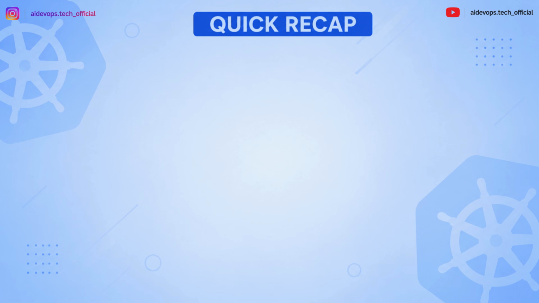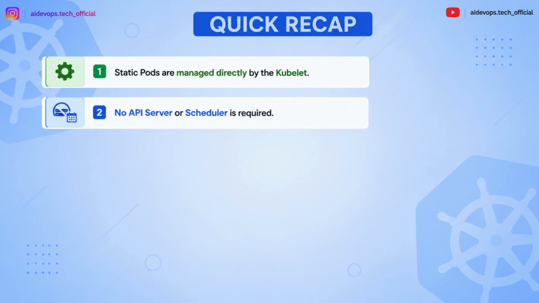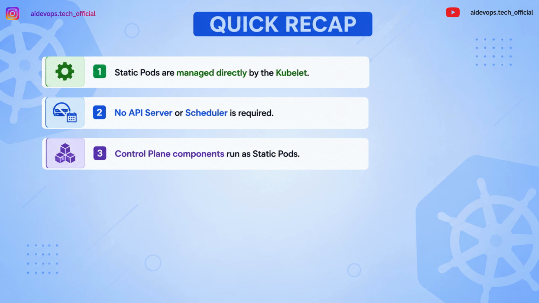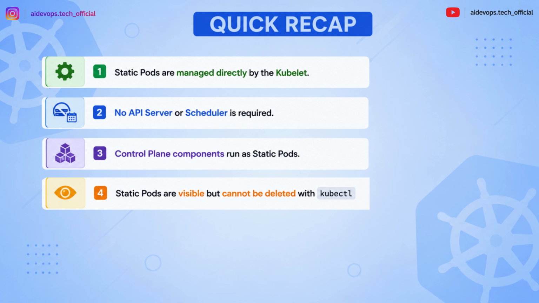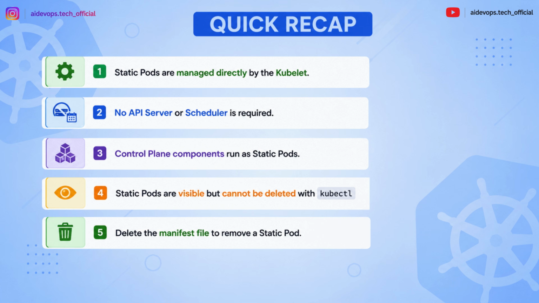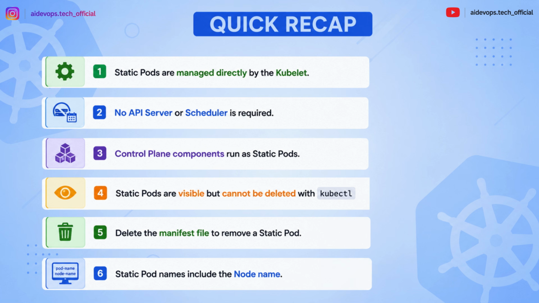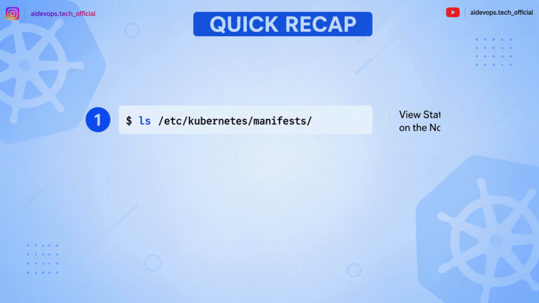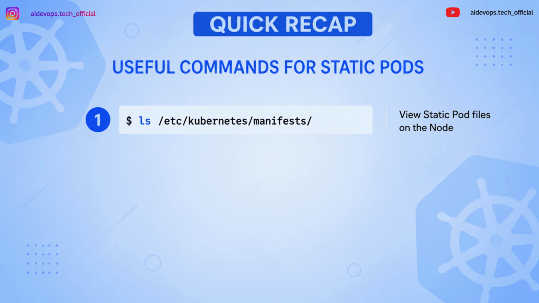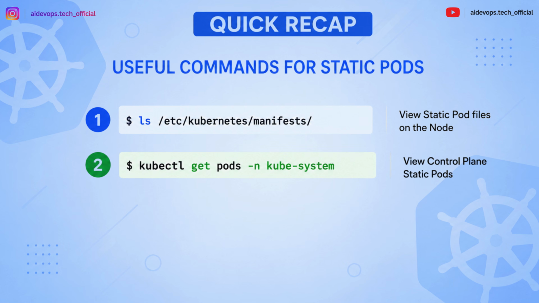So let's quickly recap. A static pod is directly managed by the kubelet. No API server or scheduler is required. Place the YAML file in /etc/kubernetes/manifests, and the kubelet automatically creates the pod. Kubernetes uses static pods to run the control plane, such as the API server, etcd, scheduler and controller manager. Static pods appear in kubectl get pods, but are read-only. You cannot delete them with kubectl delete. To delete a static pod, you need to delete the file from the manifests folder. You can identify a static pod by its name: the node name is always appended. The key commands are ls /etc/kubernetes/manifests to view the static pod files on the node, and kubectl get pods -n kube-system to view the control plane static pods.